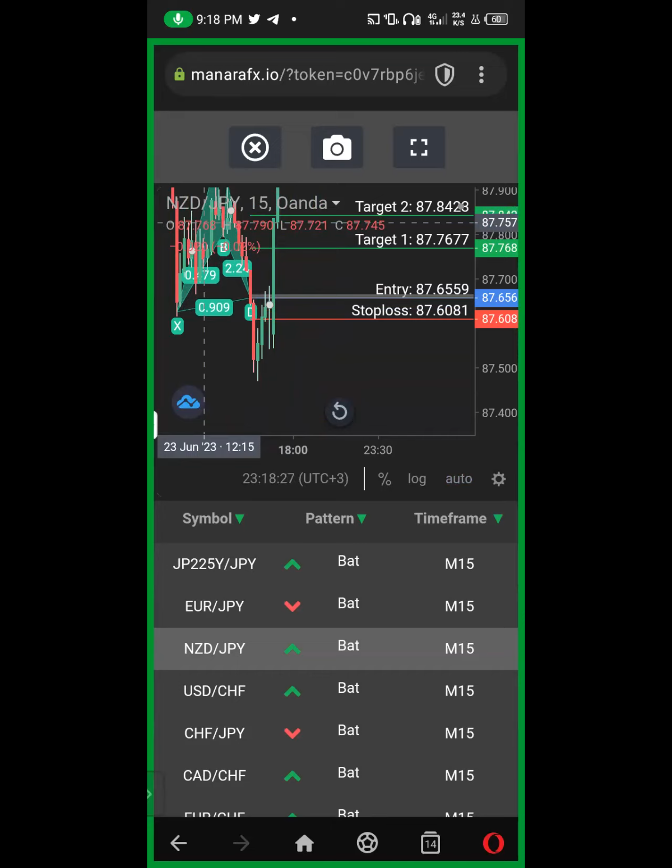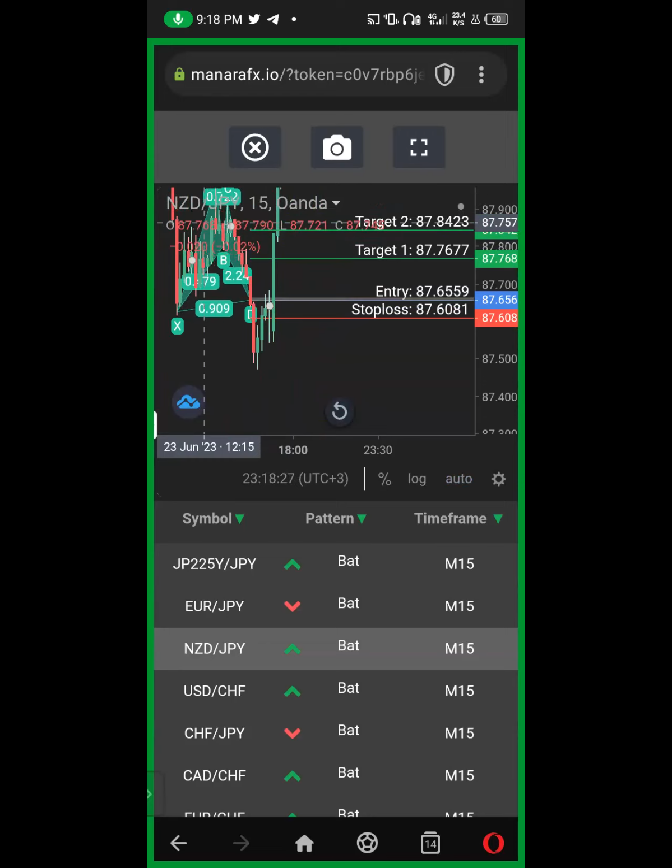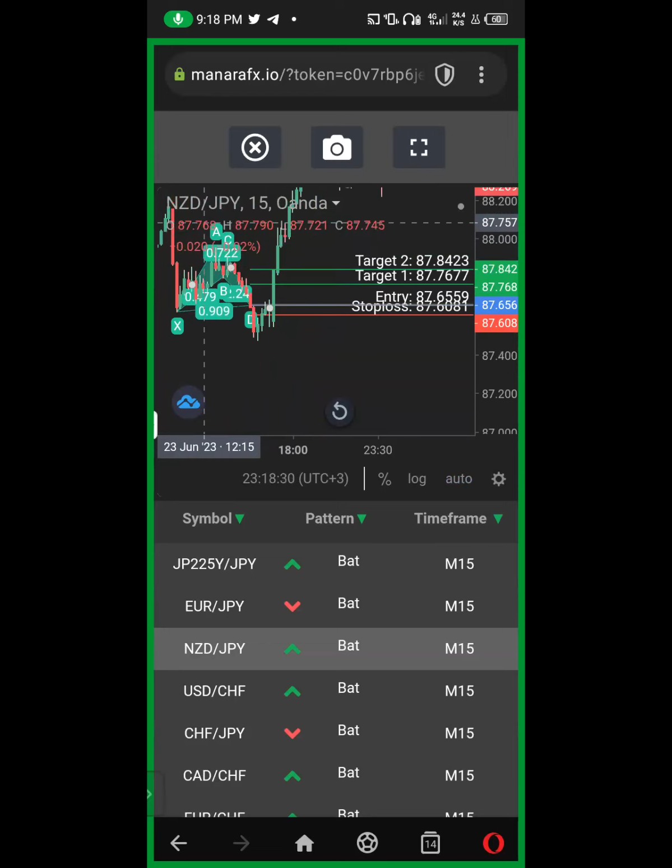But you know what happened? Afterwards, it started going that way and gave the profit, in fact went beyond what Manara predicted. So the only issue here is the stop loss could have been a bit wider than it was when it was taken. Okay? Let's look at the USD CHF.